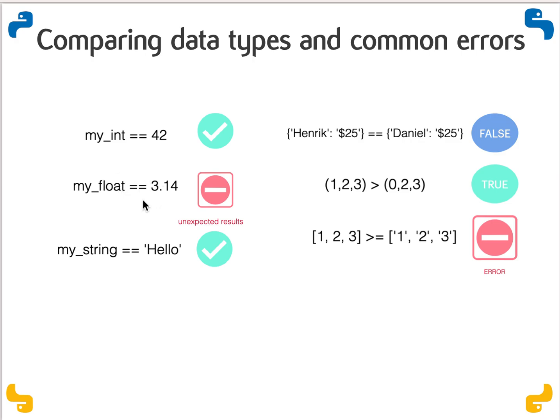When working with decimal numbers or floating point types, we shouldn't use the equals operator. This is because computers represent these numbers with some level of imprecision, which can lead to unexpected results when checking for exact equality. Dictionaries can only be compared for equality or inequality. Two dictionaries are equal only if they have the same keys and the same corresponding values for each key.